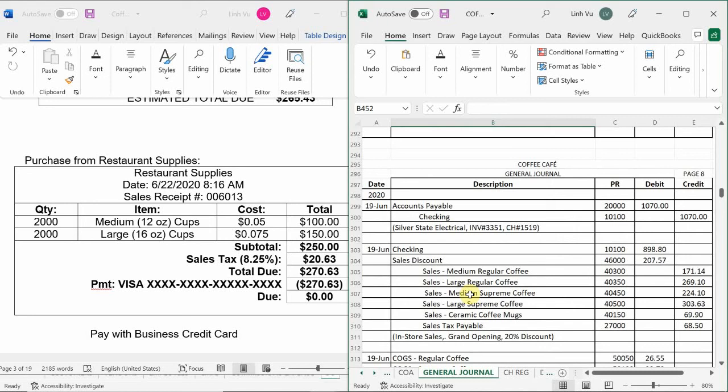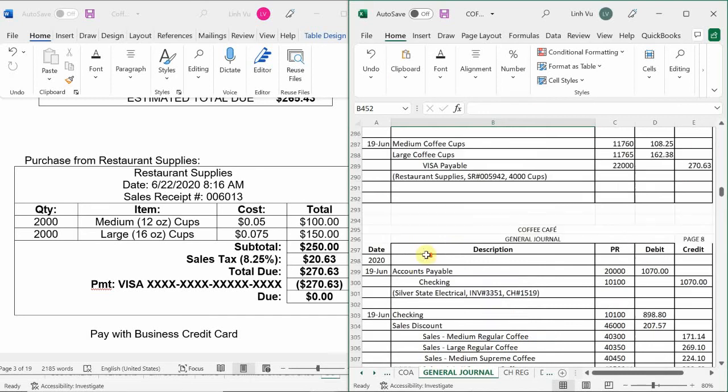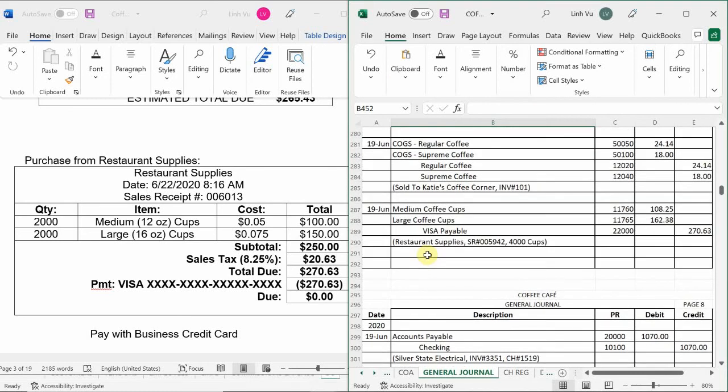It looks like I bought medium coffee cups and large coffee cups. In this case, I've already done this transaction before because we buy from restaurant supplies all the time in order for us to sell our coffee. I bought 2,000 medium coffee cups and 2,000 large coffee cups, at 5 cents each, giving us a total of $100, and then 7.5 cents each for the large cups, giving us 150.